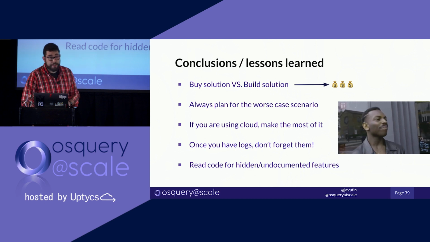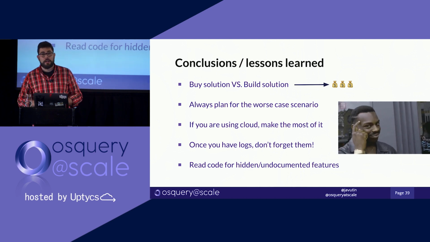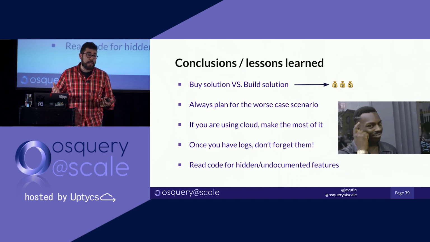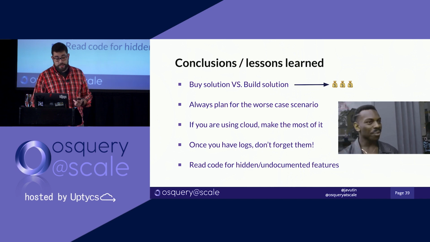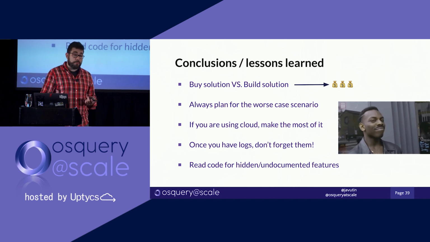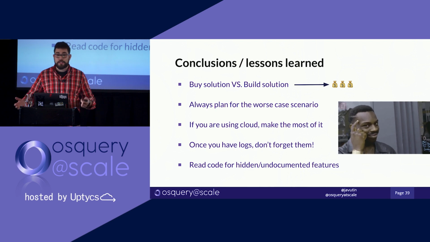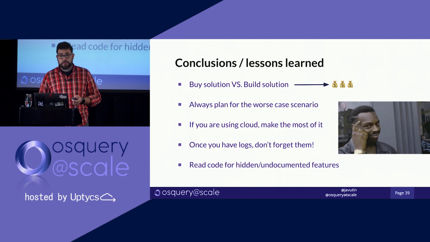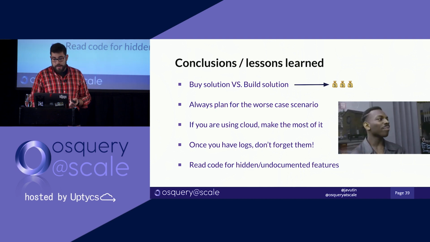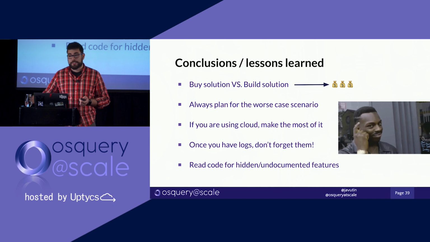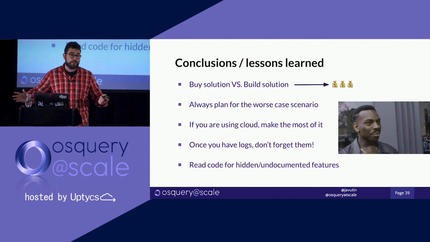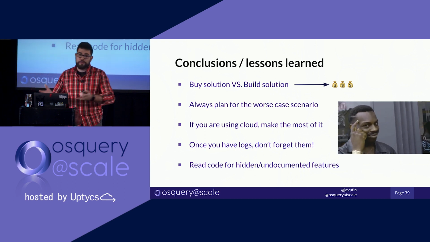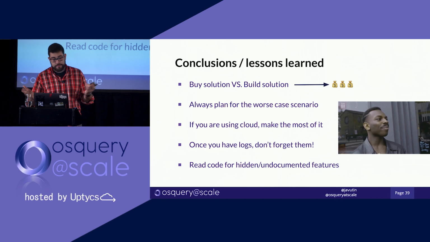Always plan for the worst case scenario. If you have a high number of requests and then you don't reach that number, that's great because it means that you planned properly. If you are using cloud, make the most of it. Learn about all those things, the load balancer, the auto-scaling instance, all those things are there for a reason. And once you have logs, don't forget them. Don't just leave them there and never look at them, because there is information in those logs that you want to utilize for monitoring your fleet, for incident response, or for compliance.